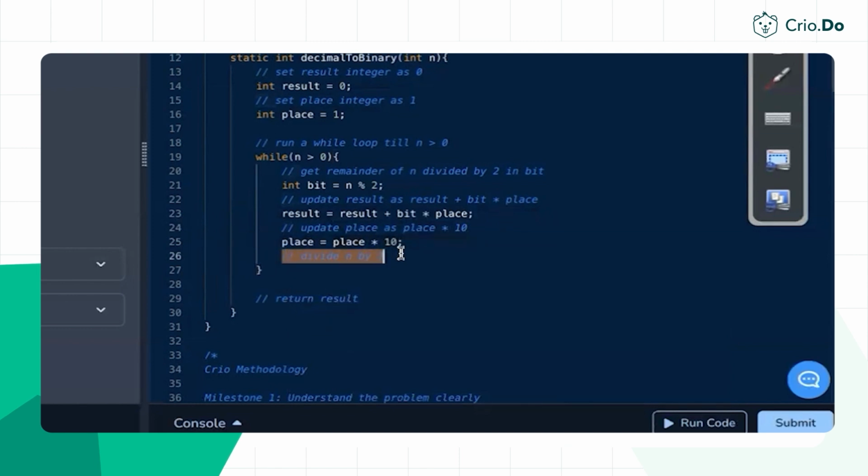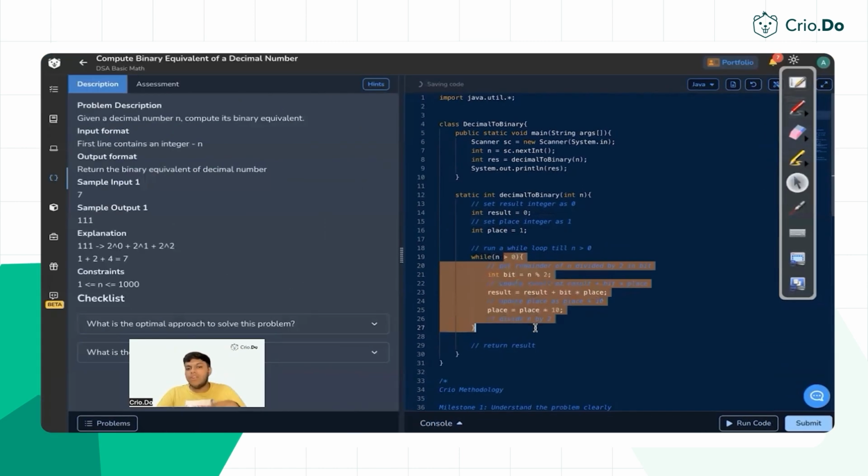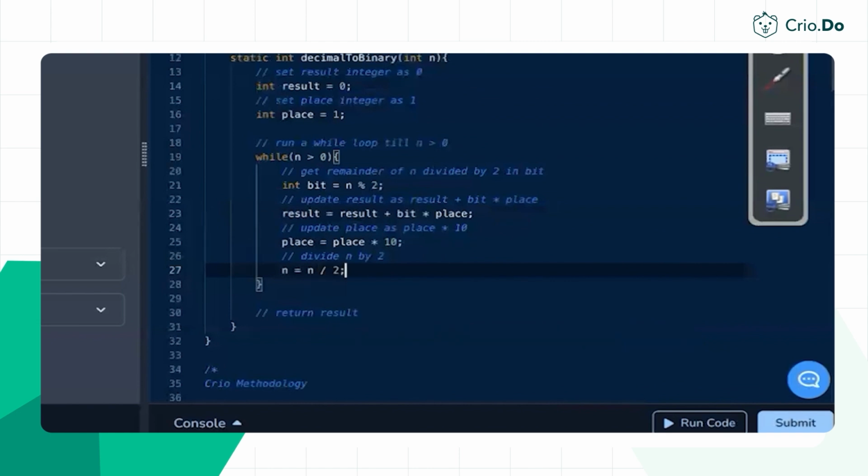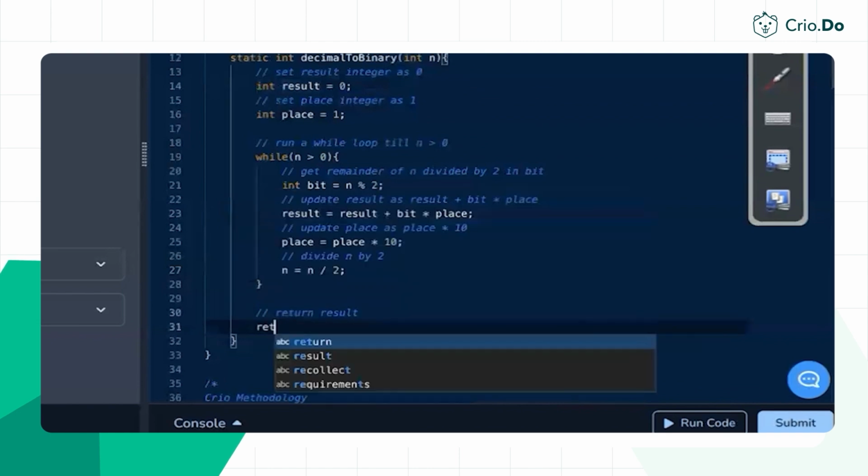And also, if I do not update n, this loop will go into an infinite loop, infinite iteration. Why? Because every time n will be more than 0 and we are not updating n, but we have to divide n by 2 every time. So n will be equal to n by 2 every time. And finally, we can return the resultant.